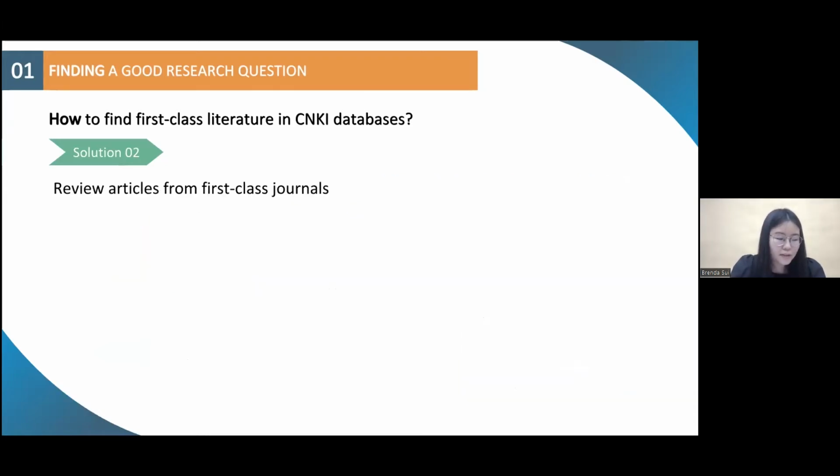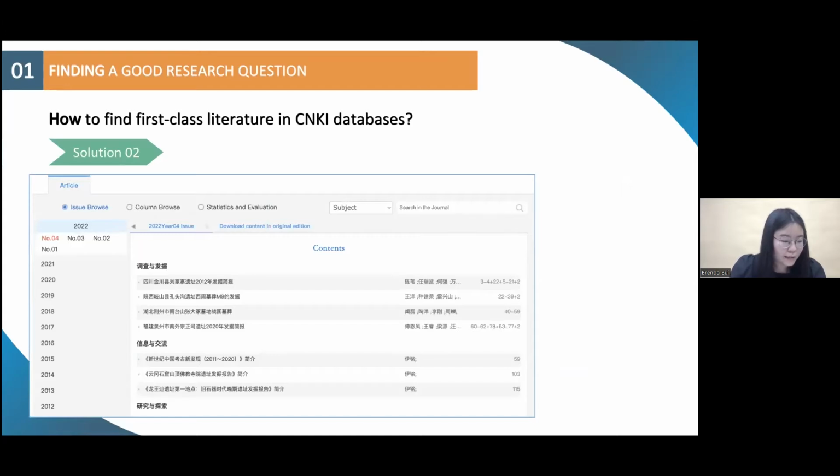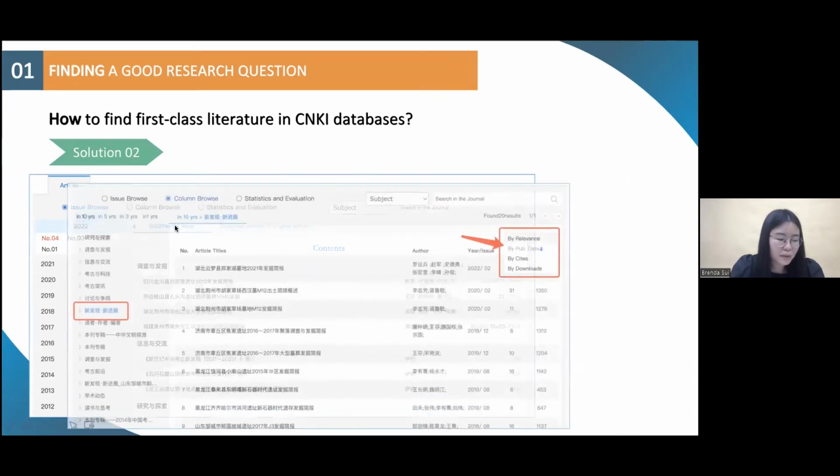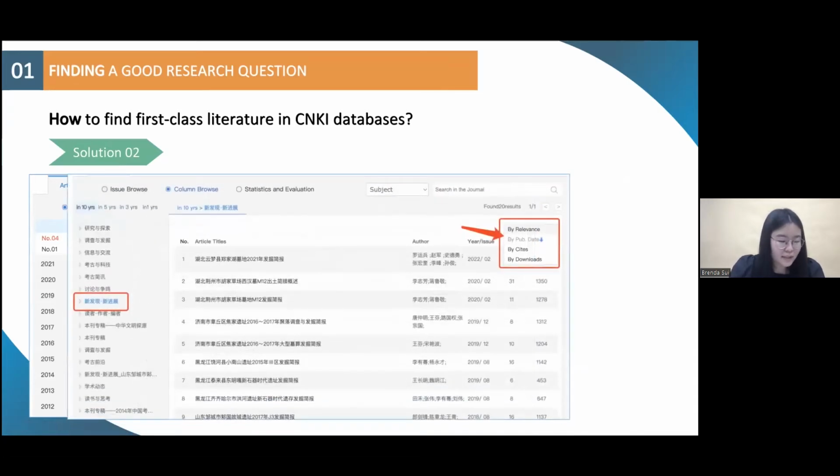Well, apart from this, click the journal and come to this part. If we want to read the most recent articles, we can choose to read by issue. Apart from this, some journals might have a specific column for new discoveries and ideas. Like in this journal, here's 新发现 meaning new discoveries, and 新进展 meaning new progress.